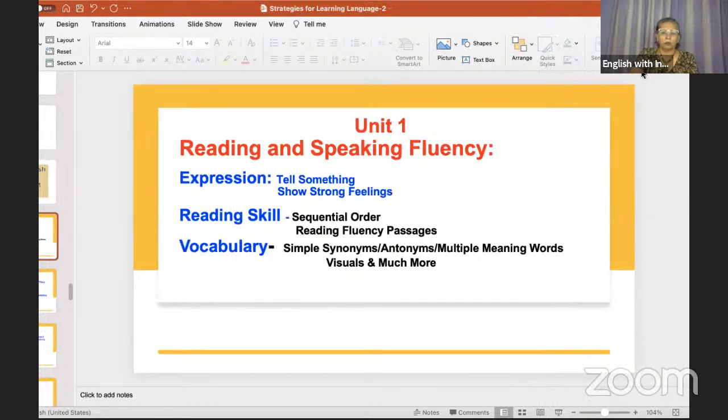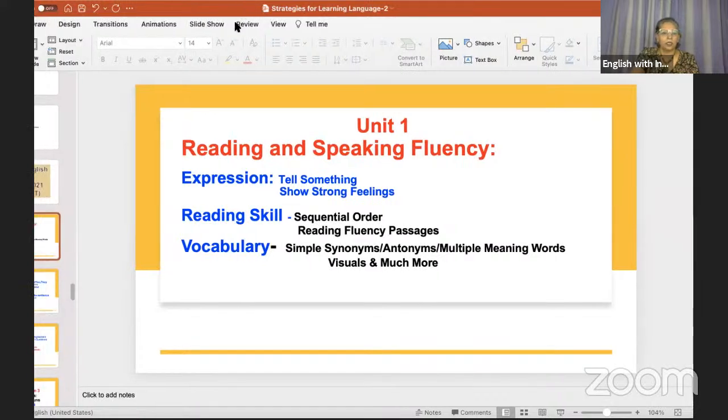In unit 1, we are practicing reading and speaking fluency. Expressions: we are learning telling something or showing strong feelings. Then reading skills: we are learning sequential order. We will be reading some simple passages, and then vocabulary: simple synonyms, antonyms, multiple meaning words. We are using many visuals, right?